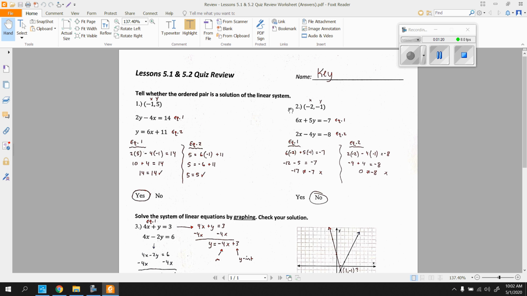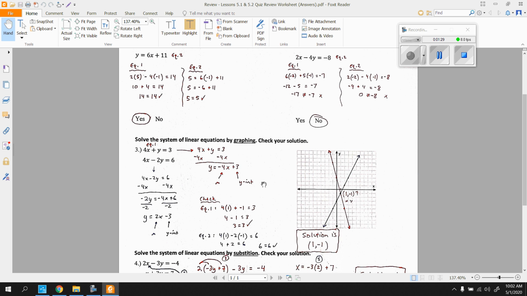This is not a solution to the linear system, because all it takes is one not to work. This one actually didn't work in either one. So that was the first part. And that's really the check that you're doing. That check is what you do as the final step for each of the next two questions.